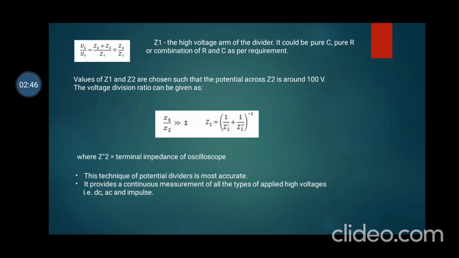Potential dividers are very accurate in practice to measure the high voltage, and they also provide a continuous measurement of all types of high voltages which are applied, that is DC, AC or impulse.